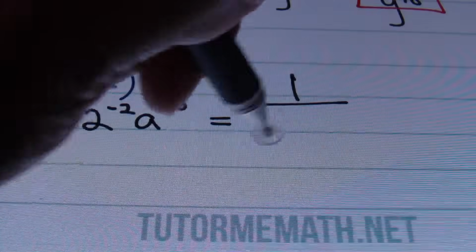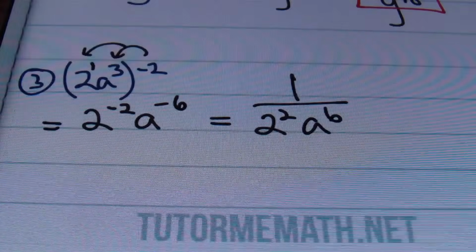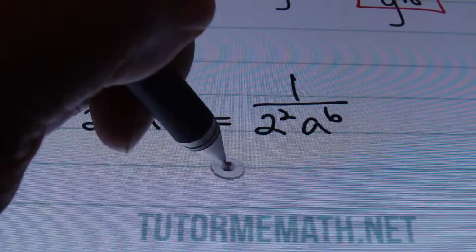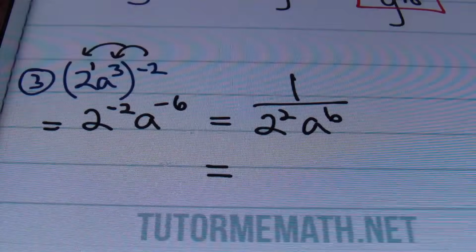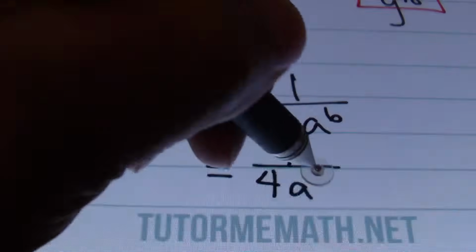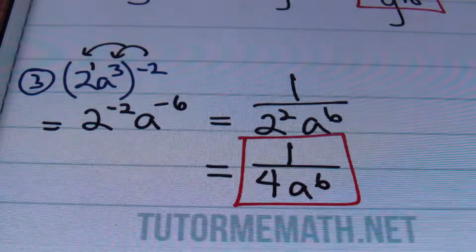So this will be 1 over 2 squared times a to the 6th power. Okay? Then, knowing that I have nothing but positive exponents now, we're not going to leave our answer like that, because we know that 2 squared is just 4. 2 squared means 2 times 2. You'll end up with 1 over 4 a to the 6th power, and I'm going to put a box around my answer because I'm done with that problem.